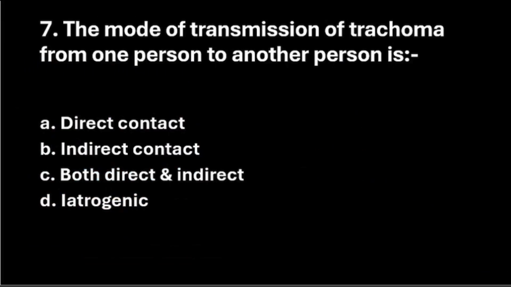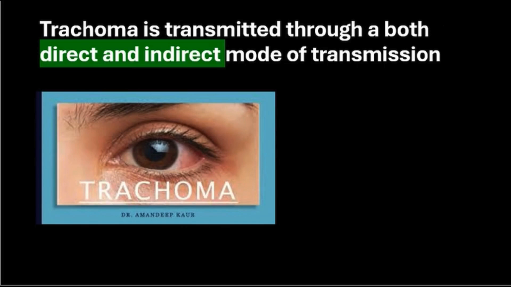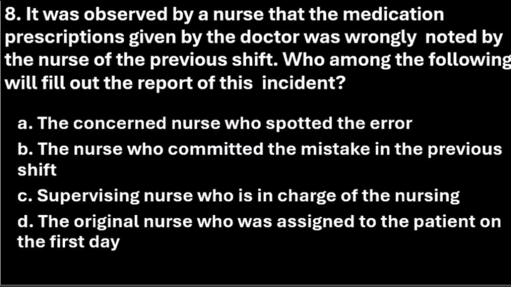Next question. The mode of transmission of trachoma from one person to another person is option A direct contact, option B indirect contact, option C both direct and indirect, option D iatrogenic. The right option is both direct and indirect. Trachoma is an ophthalmic infection transmitted through both direct and indirect modes of transmission.